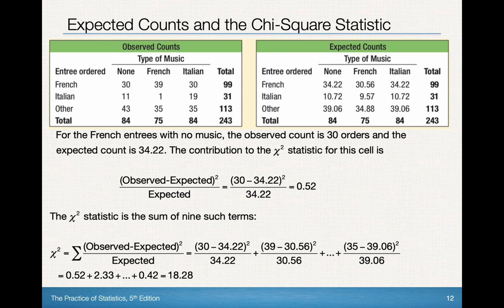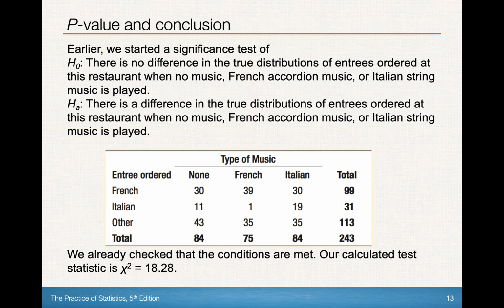So we have a chi-squared value of 18.28. So our null hypothesis is that there is no difference between the true distributions of entrees ordered at this restaurant when the different music is playing. And then the alternative is that there is a difference in the distribution of entrees ordered at this restaurant when the different music is playing. We've already checked our conditions and we calculated our chi-squared value of 18.28. Okay. Now with that chi-squared value, you want to find a p-value.